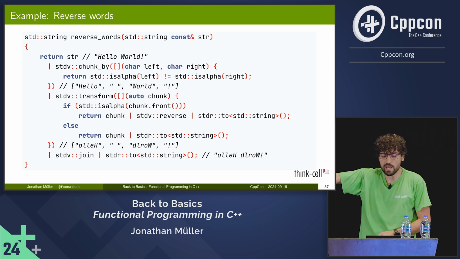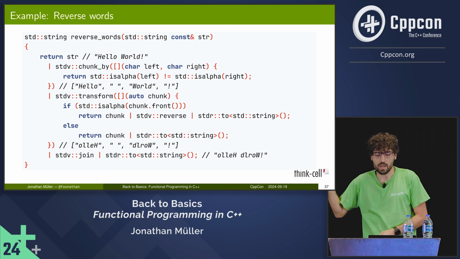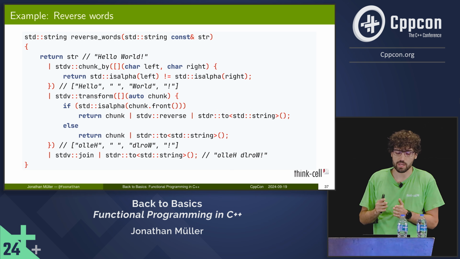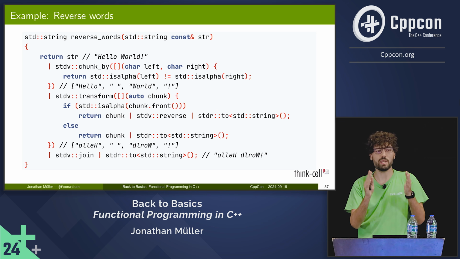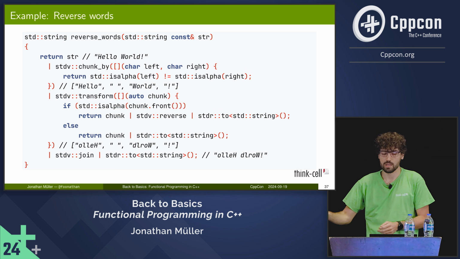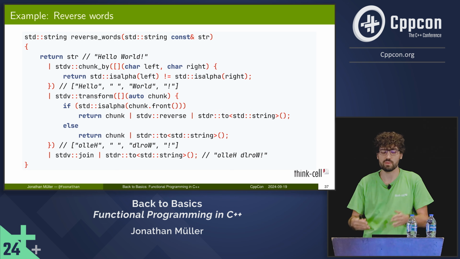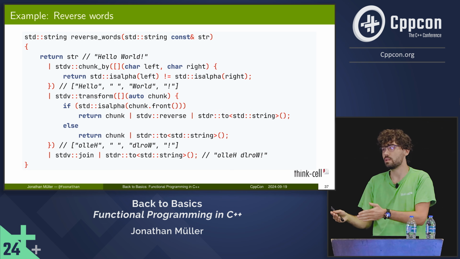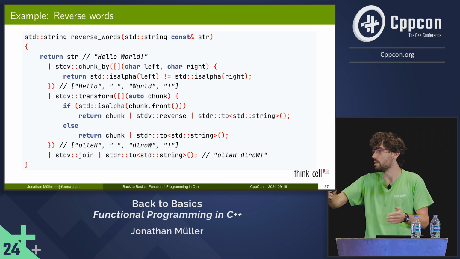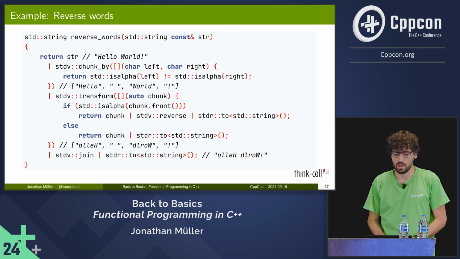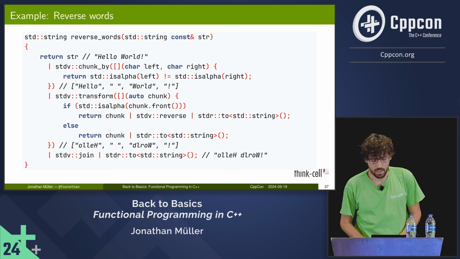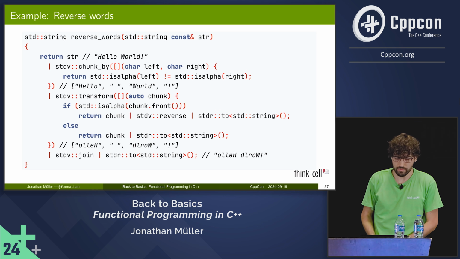We now just have a range of strings. But we actually want a single string, so we call join. Join takes a range of ranges and flattens it. So it's a single range that contains all the characters instead of a range of strings. So if you have a vector of vectors of int, and you call join, you have a single vector of int that is all the elements together. And then we convert that into a string. And then we're done with the result.